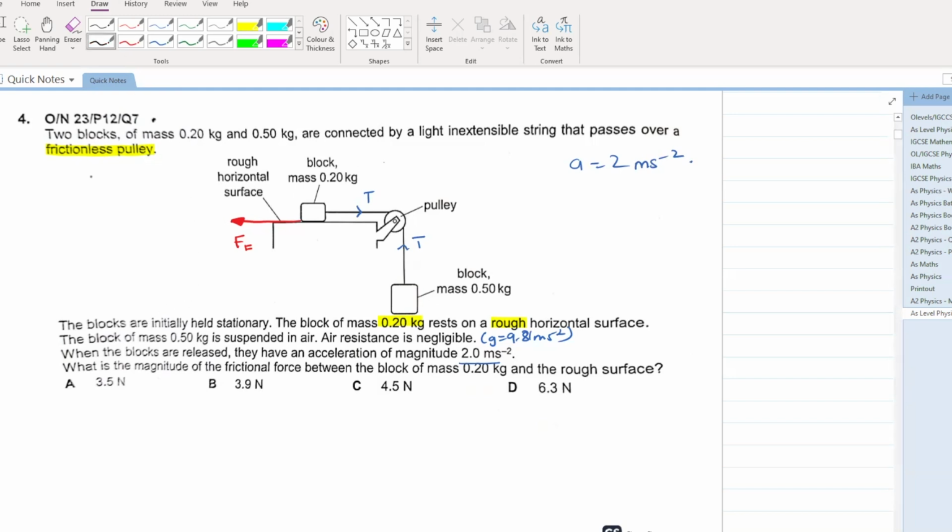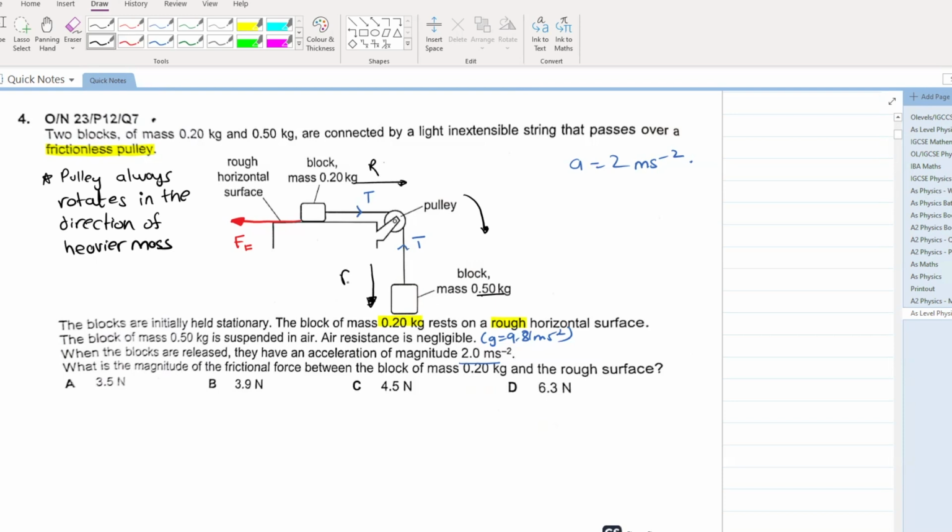One thing to always remember here, this is a key point that you can write: the pulley always rotates in the direction of the heavier mass. Simple as that. But where is the heavier mass here? This 0.5 kg. So this pulley will rotate in this direction, and if the pulley rotates in this direction, the 0.5 kg mass will move downwards and the 0.2 kg mass will move towards the right.